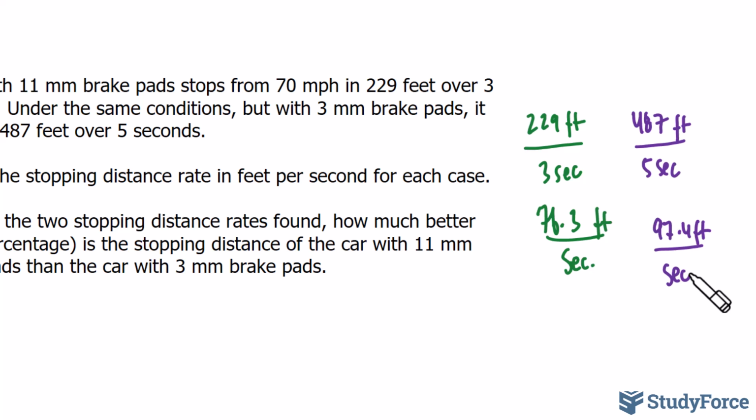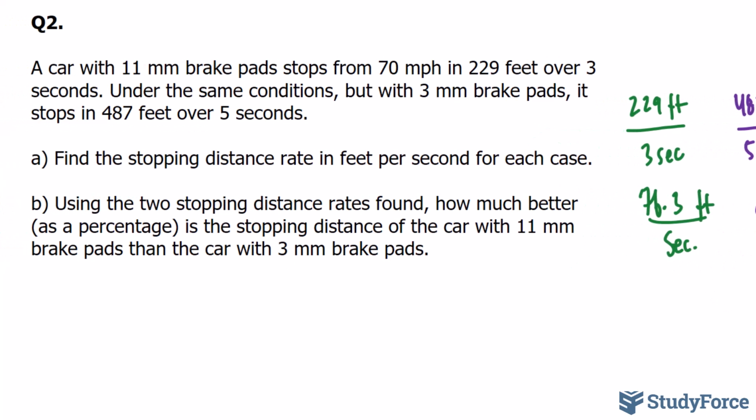However, in question B, we're asked, using the two stopping distance rates found, how much better as a percent is the stopping distance of the car with 11mm brake pads than the car with 3mm brake pads? For this, we need to find the percent change. And the formula for percent change, if you recall from our previous lessons, is your initial value plus minus your initial value times the rate is equal to the final value.